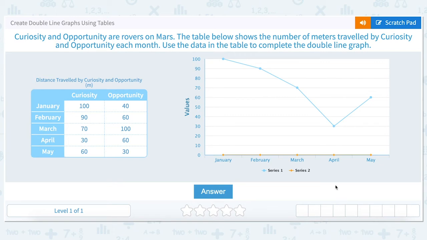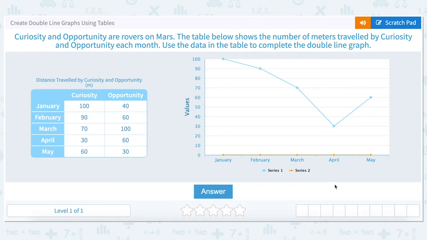We'll be going over how to create double line graphs using tables. Let's look at the first question. Curiosity and Opportunity are rovers on Mars. The table below shows the number of meters traveled by Curiosity and Opportunity each month. Use the data in the table to complete the double line graph.